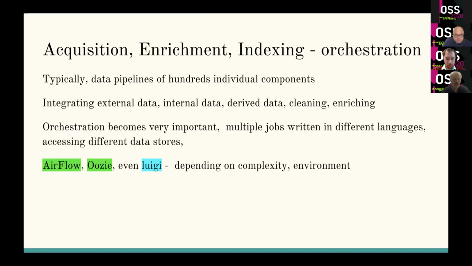And then you care about orchestration, right? Because acquisition, enrichment, and indexing are typically pipelines of hundreds of individual components, small jobs, some of them big. You want to integrate external data, enrich it with internal data and derived data, clean it, remove duplicates, merge duplicates, and so on. There are hundreds, sometimes thousands of jobs, typically written in different languages, Python, Java, Scala, and so on, accessing different data stores. There is good open source support like Airflow for big stuff, Luigi for small stuff.